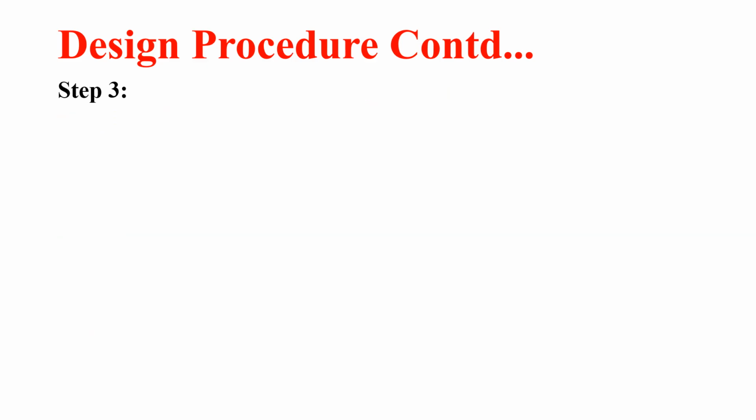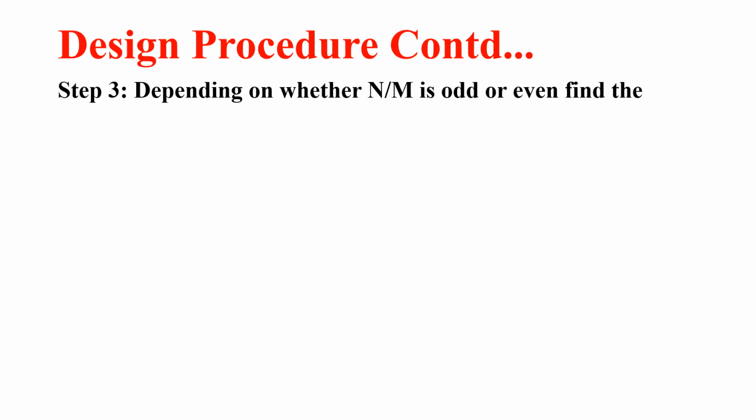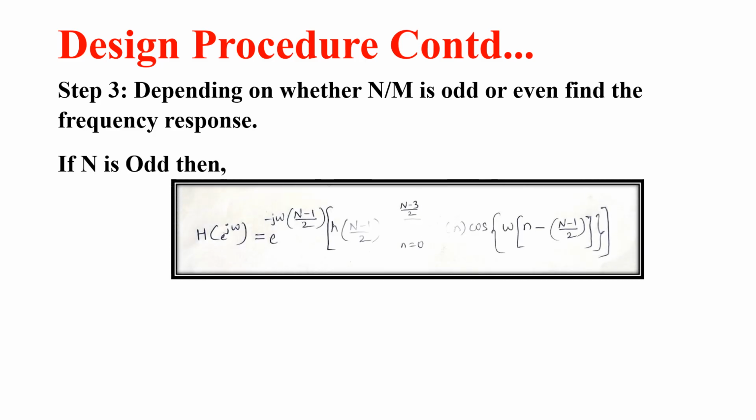Moving on further, what could be step number 3? Depending on whether n or m is odd or even, find the frequency response. This is the last step. We need to find the frequency response that depends on whether n or m is odd or even. What if n is odd? Then we have the formula for this. We need to make use of this formula and find the frequency response.